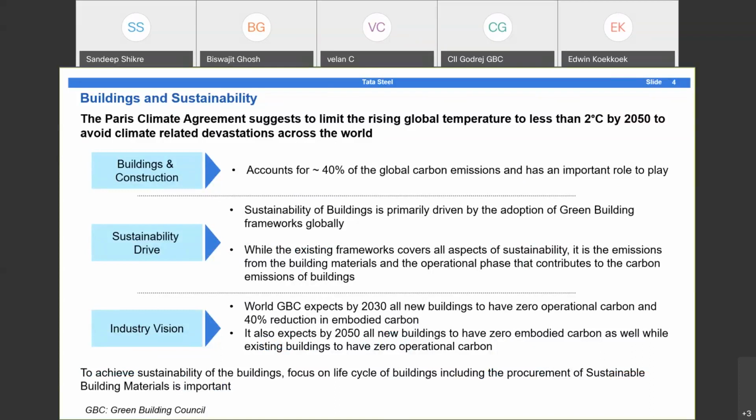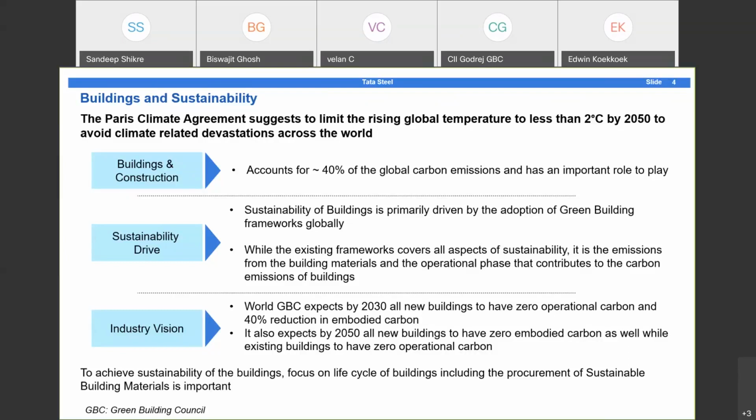Sustainability of buildings is primarily driven by the adoption of green building frameworks globally, as has been touched upon by other speakers as well. The existing frameworks cover almost all aspects of sustainability, but it is the emissions from the materials and the operational phase that contribute to the carbon emissions of buildings. Mainly, as Dr. Zellan also pointed out, the building materials contribute the most, which is called the embodied carbon, and a little bit from the operational phase as well.